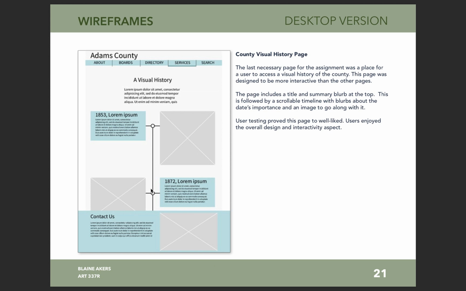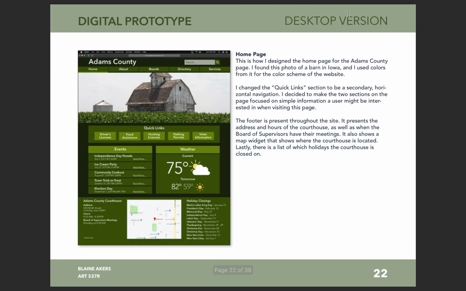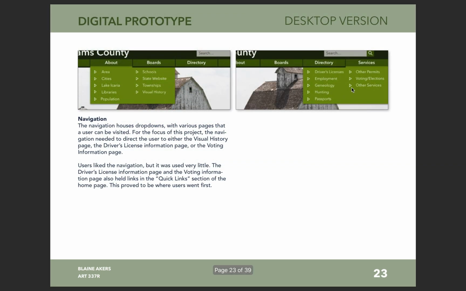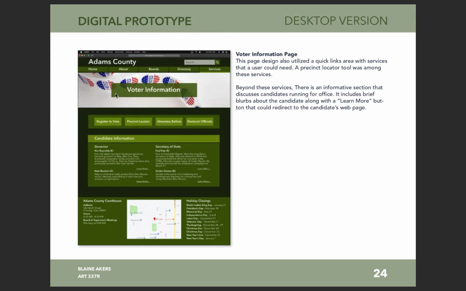And in the visual history, I had kind of this layout with a timeline, a scrollable timeline that would have little years with the pictures. So here's my first design option, the desktop version with a dark green background, had the events laid out and everything, and some quick links, drop downs in the navigation.